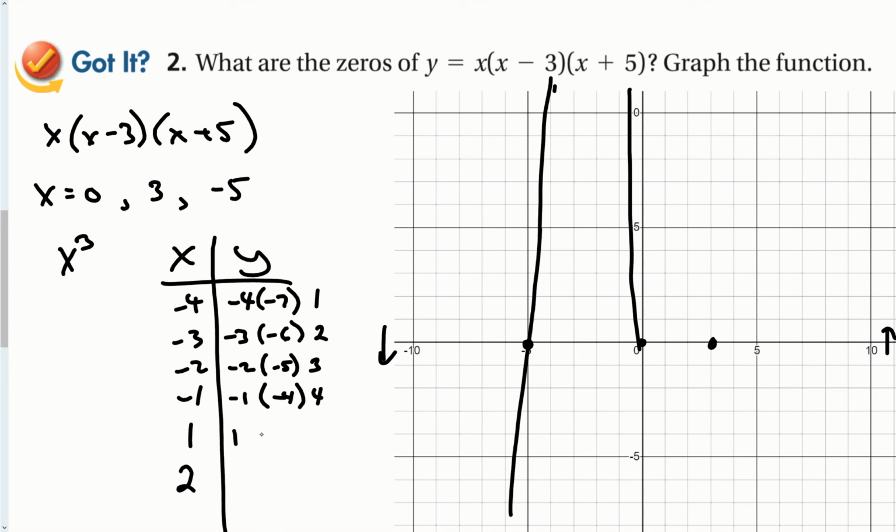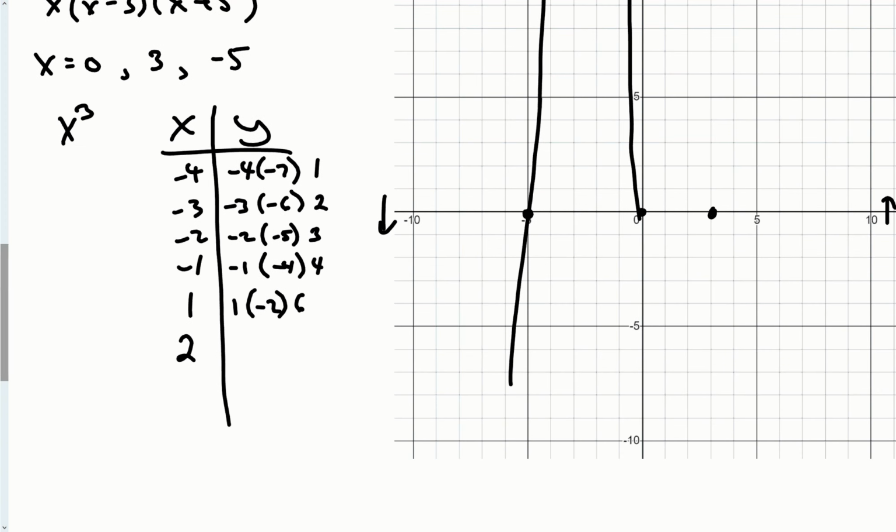Plugging in 1, we would get 1 times -2 times 6, so -12. Ugh. This was really a bad picture here. And then plugging in 2, it's going to have to come back up here. So 2 times -1 times 7, down to a -14. And it's going to have to come back up to 0 right there. So we got a really weird looking graph here. Kind of something like that.